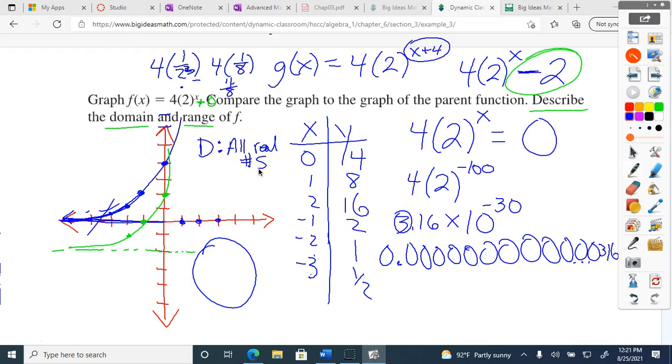How far will it go up? How far will it go down? It only goes to 0. So the range: y can only be greater than 0. Can I put equal to? No, because remember, does it ever get to it? No, it doesn't ever get to it. So it has to just be y greater than 0. Everybody good? All right, I'm going to pause it.